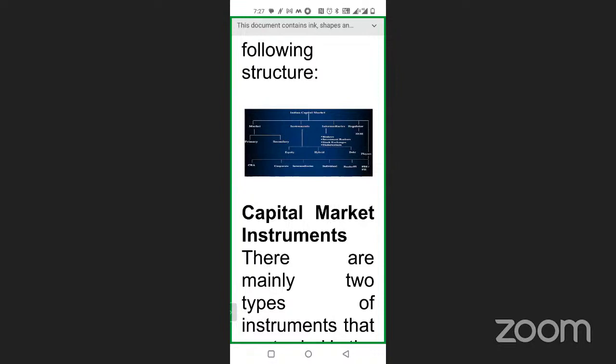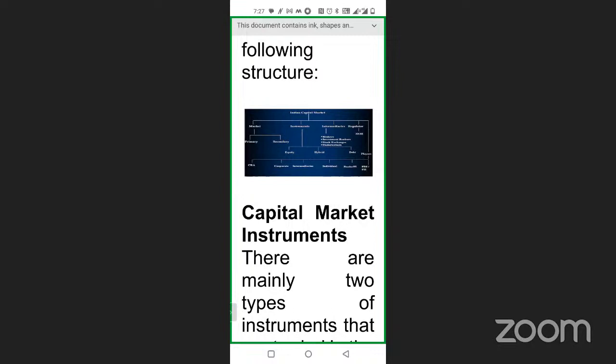The key players are called CRA, corporate houses, intermediaries, individuals, bankers, FDI, that is, and all India financial institutions, FII.